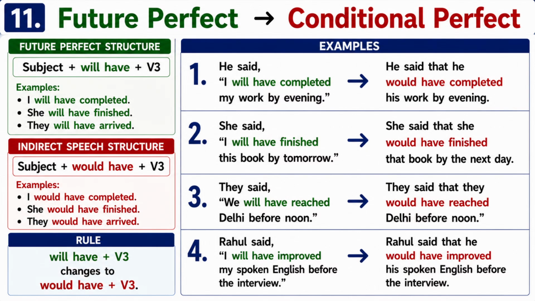Example 1. He said, "I will have completed my work by evening." It becomes, he said that he would have completed his work by evening. Example 2. She said, "I will have finished this book by tomorrow." It becomes, she said that she would have finished that book by the next day.